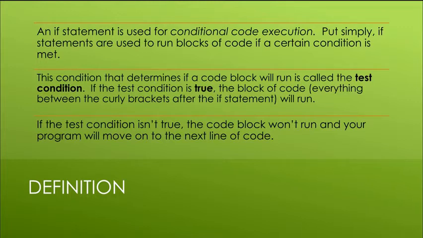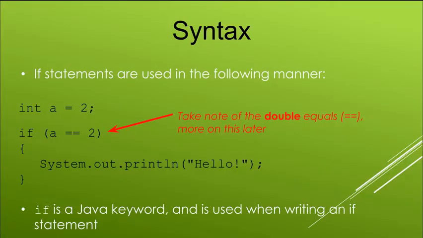If the test condition is true, the block of code, which is everything between the curly brackets after the if statement, will run. If the test condition isn't true, the code block won't run and your program will move on to the next line of code. If statements are used in the following manner.